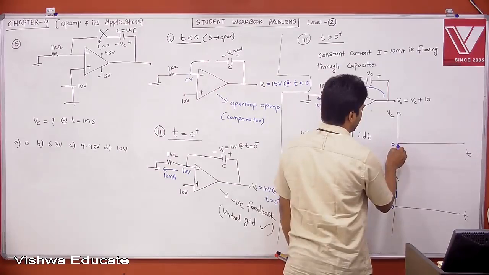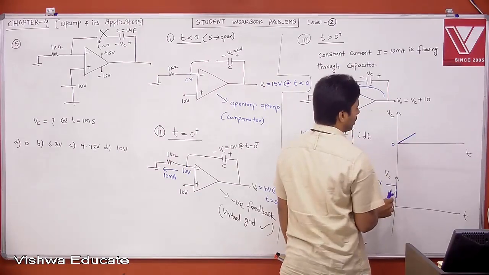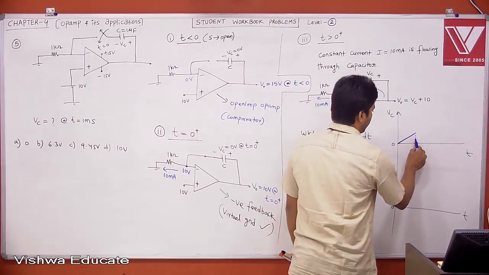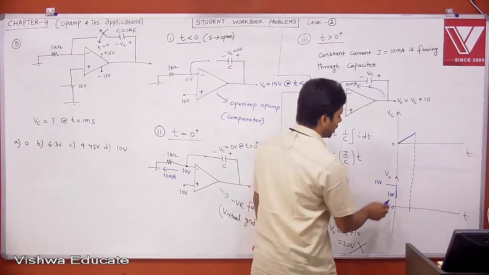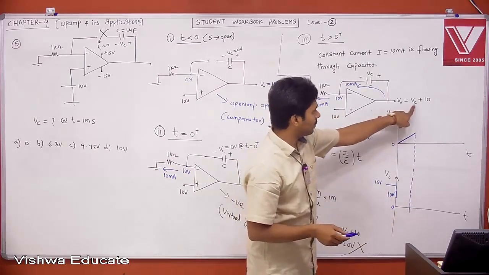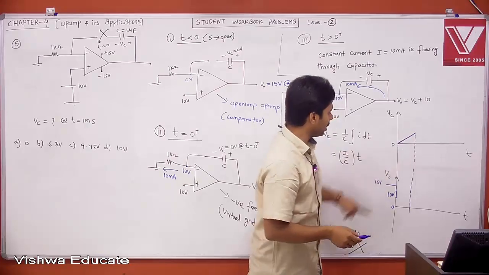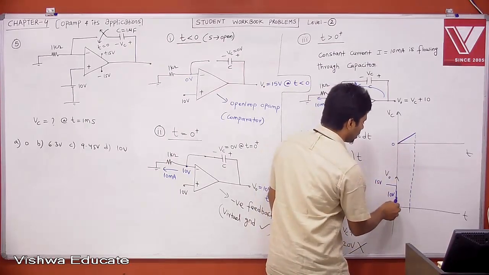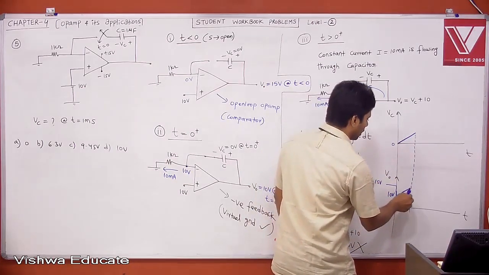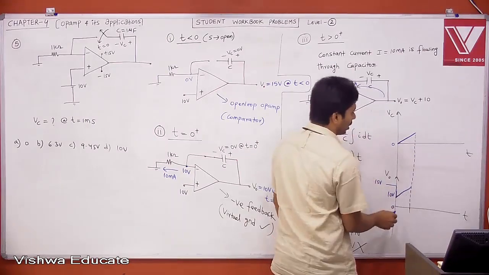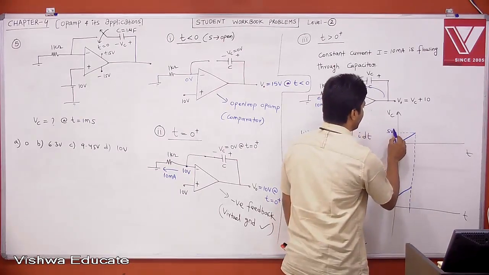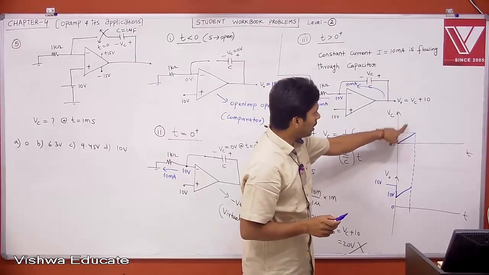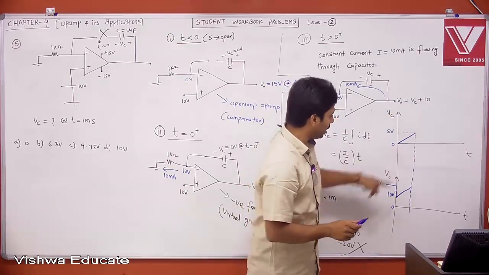Now the capacitor is charging linearly. What is your output voltage? Your output voltage is equal to Vc plus 10. If Vc is increasing linearly, your V0 is also increasing linearly from 10. It reaches 15 when the voltage across the capacitor is 5 volt, because 5 plus 10 is 15.